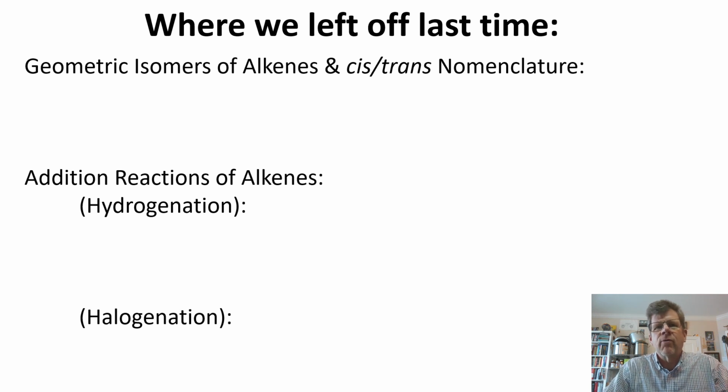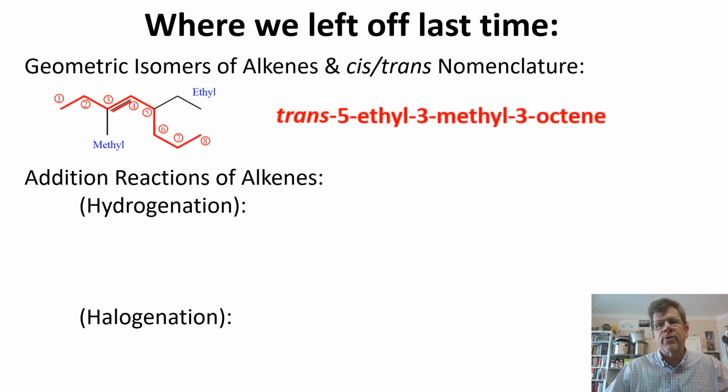To give an idea of where we left off on the previous lecture, we had finished up with our nomenclature of alkenes, specifically bringing into context our geometric isomers, cis and trans, potentially being within the name. And we had gone through a number of examples of that.